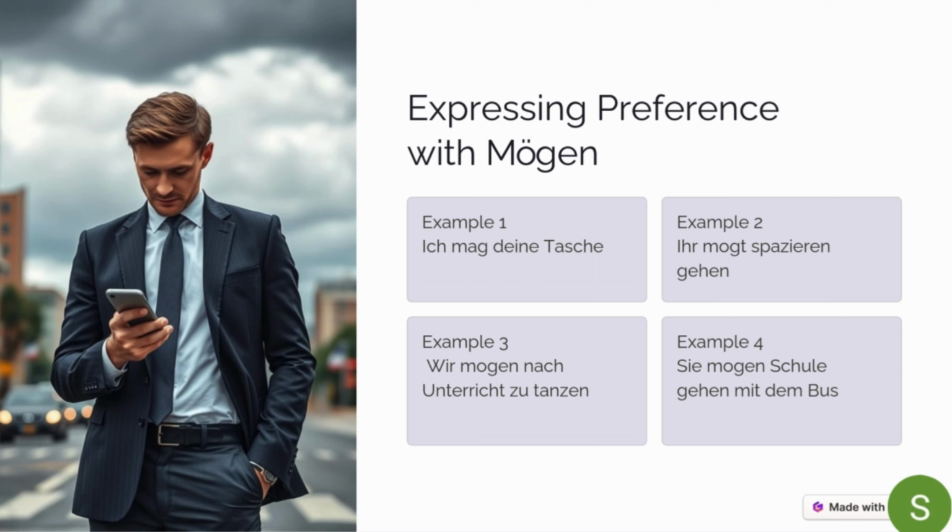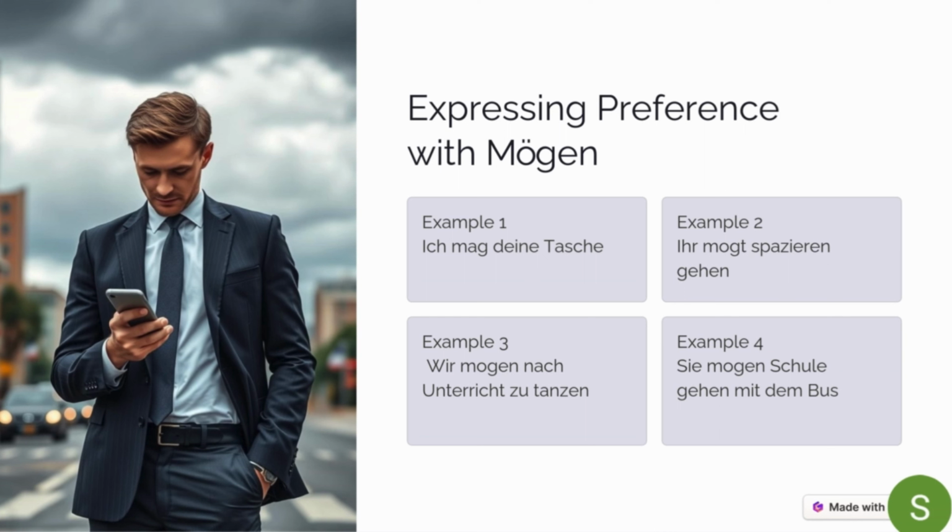On to the second example. Ihr mögt spazieren gehen. You like going out for a walk. It may be a group of students or just a group of people who like going out for a walk. On to the third example. Wir mögen nach dem Unterricht tanzen. We like dancing after classes or after the lessons.